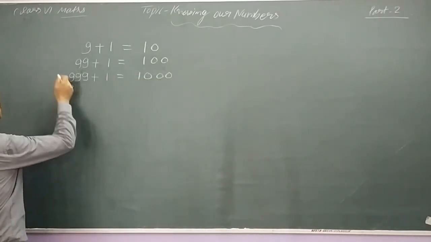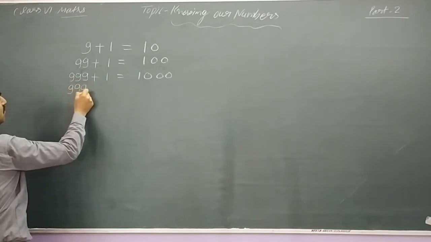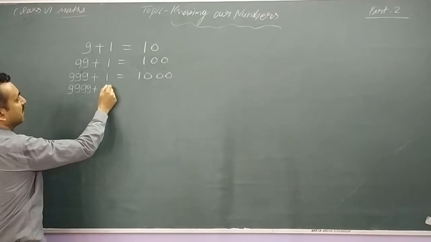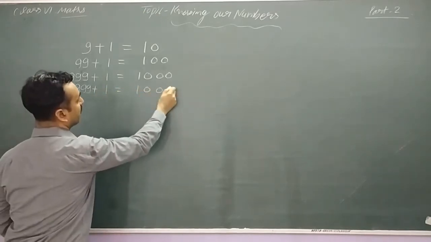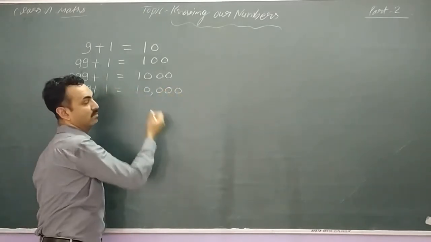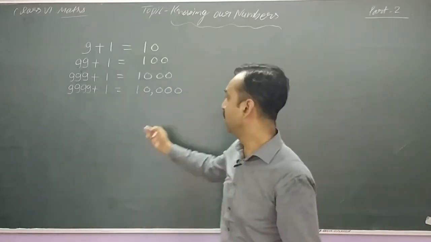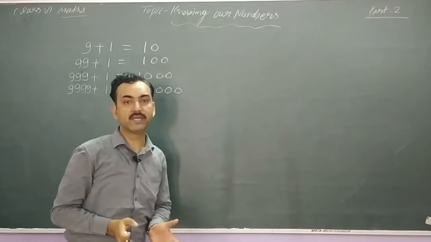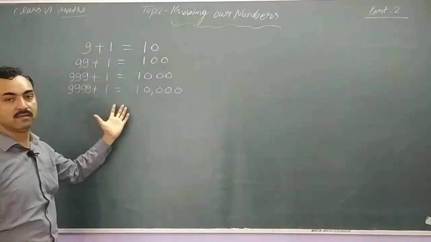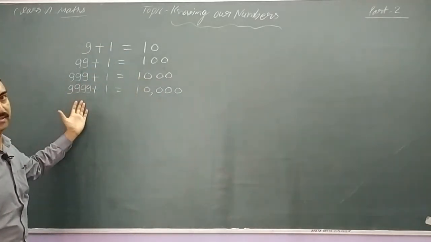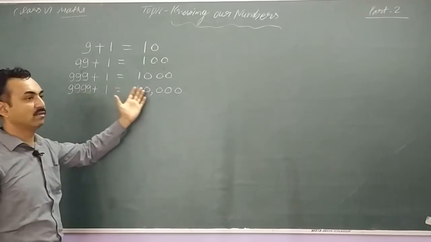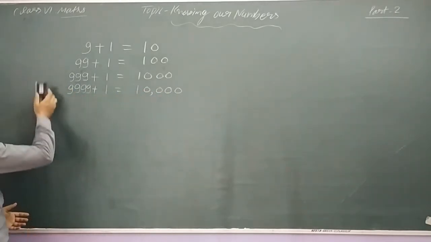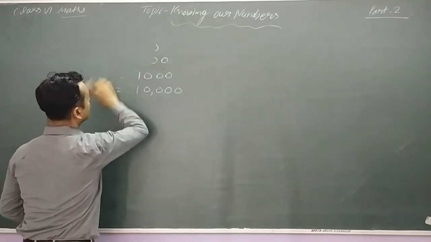So we have to make 10,000. We take 9,999, which is the greatest 4 digit number, and you will get the smallest 5 digit number. So you can see how 10,000 is formed. Our topic was how 10,000 is formed. So you can understand here, by using the greatest number of a given digit count and adding 1, you will get the smallest number of the next digit count.